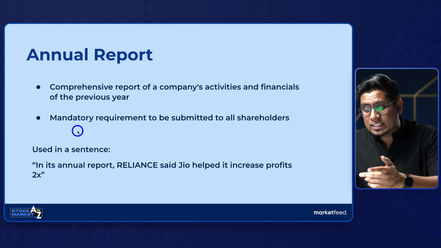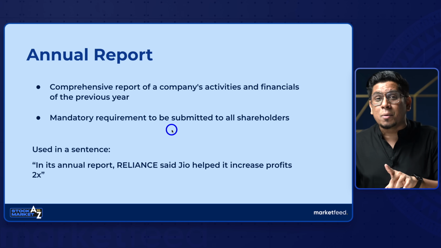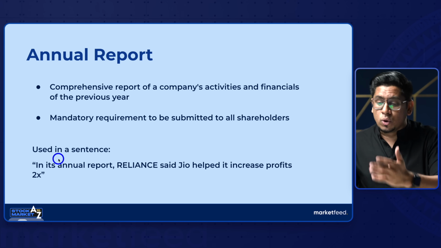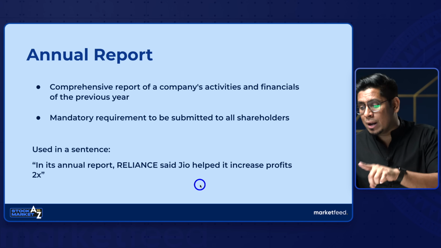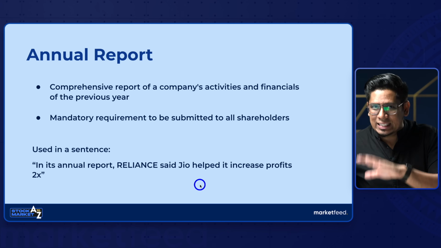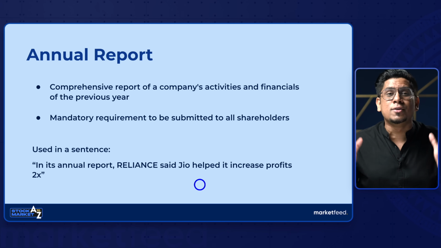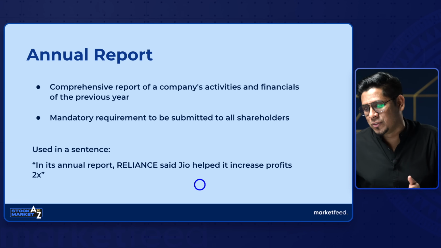Amazing, right? Now, as you can see, the second point: annual report is a mandatory requirement to be submitted to all shareholders. The use in a sentence here is, in its annual report, Reliance said Jio helped it increase its profit 2x. Amazing, right? So just like this, all critical business information about a company could be found in the annual report of the company.